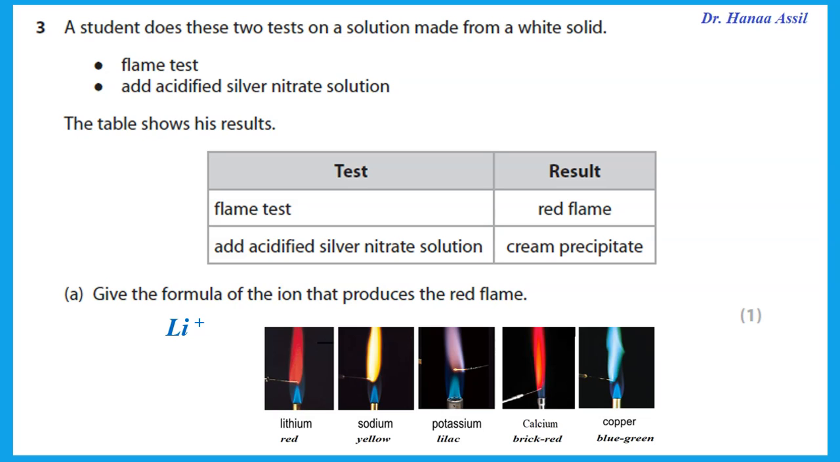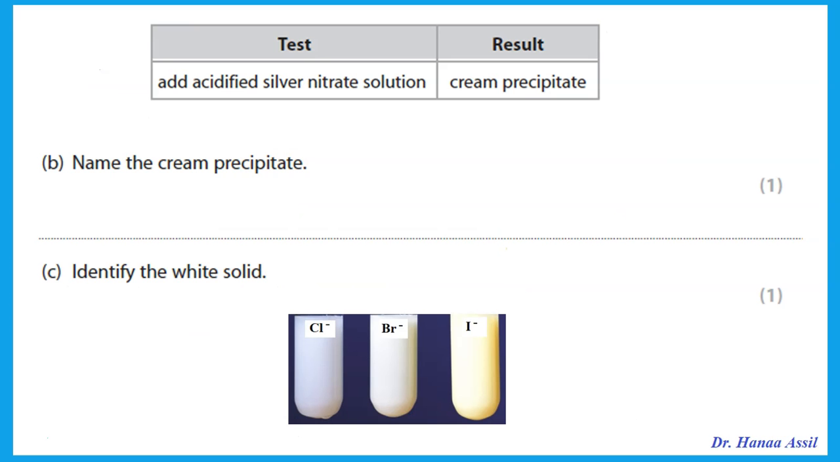Lithium is in group 1. It has 1 electron in the outermost shell. So when it forms an ion, it loses that electron and becomes +1. If I add acidified silver nitrate and I get a cream precipitate, the silver ions from the silver nitrate react with the bromide ions and form silver bromide, and that is the cream precipitate. So if the question says name the cream precipitate, it is silver bromide. If I add silver nitrate to something that has bromide, it gives silver bromide, which is a cream precipitate.